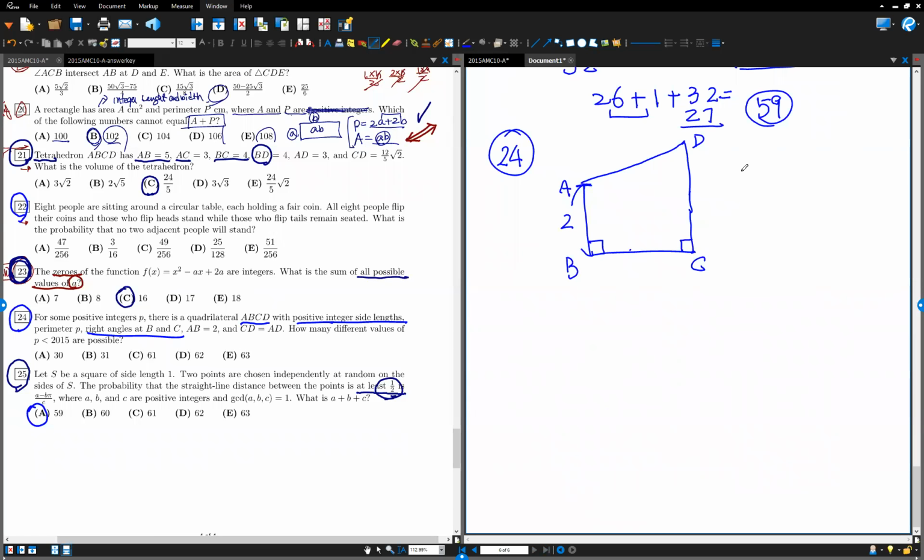Now the perimeter is less than 2015. We have to solve this one. How many different values of P are possible, okay? The sides are integers, but the perimeter is less than 2015. Maybe you can use 3 and maybe this is 4, another 4. That's one of the cases. How many of this one?